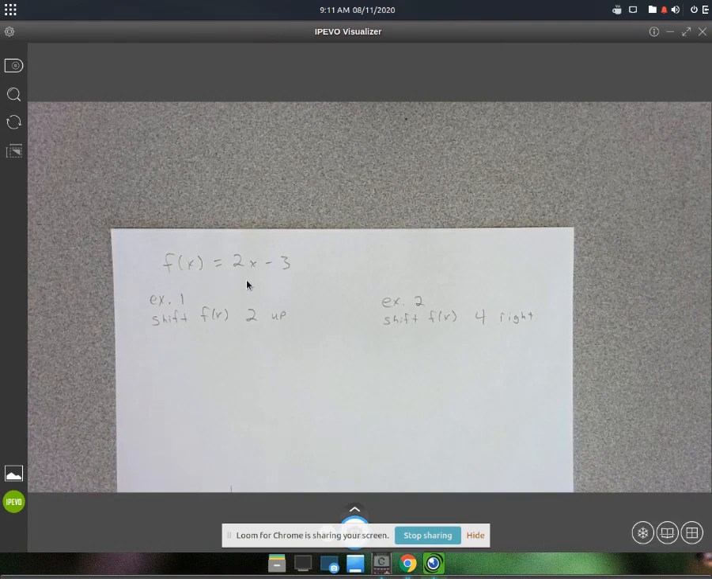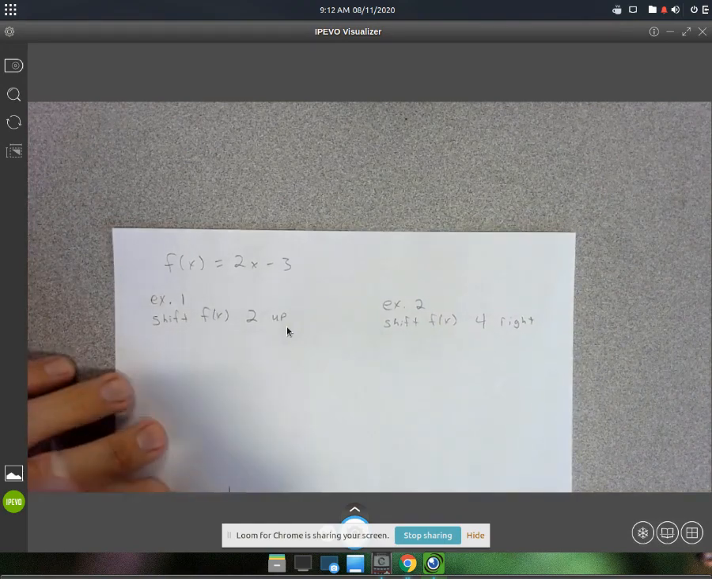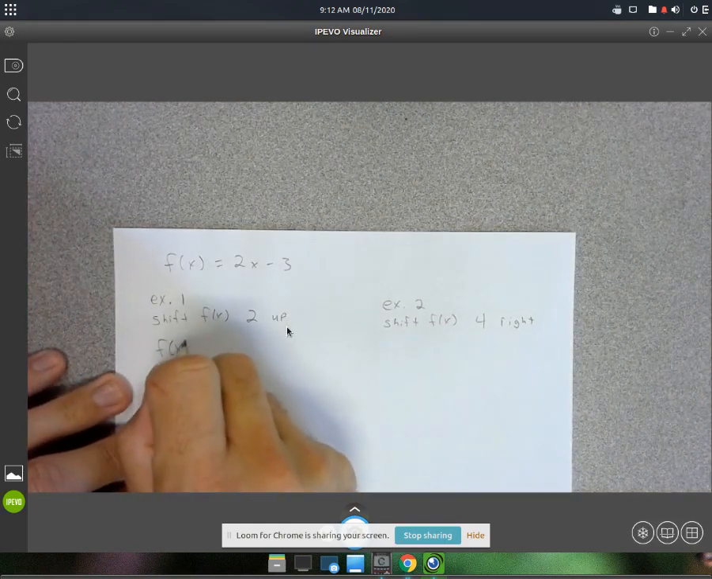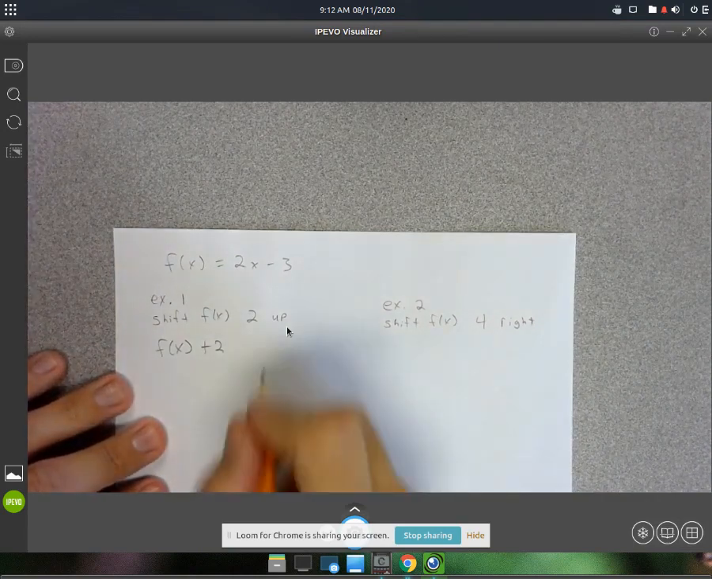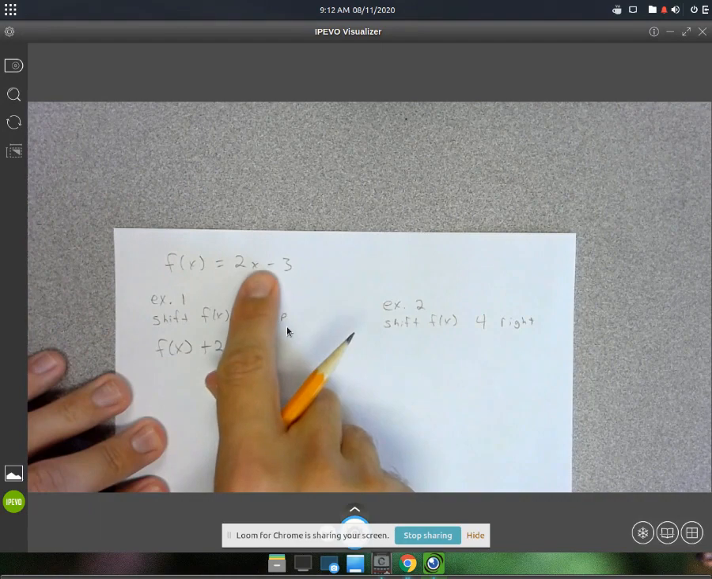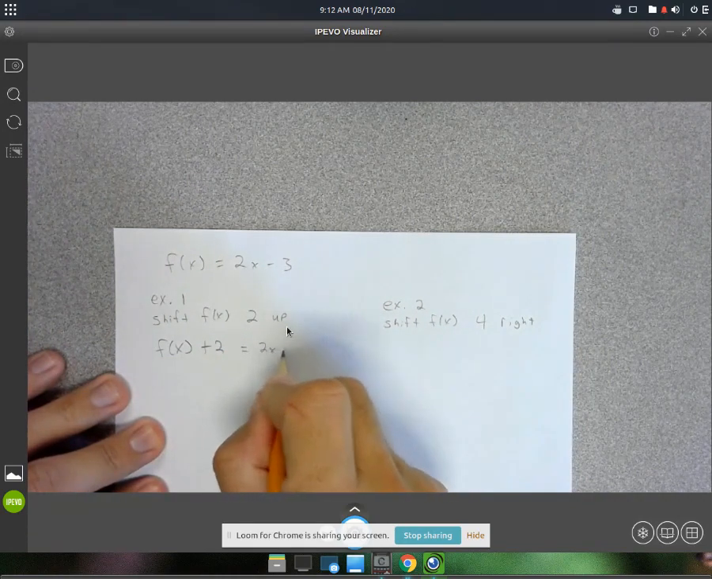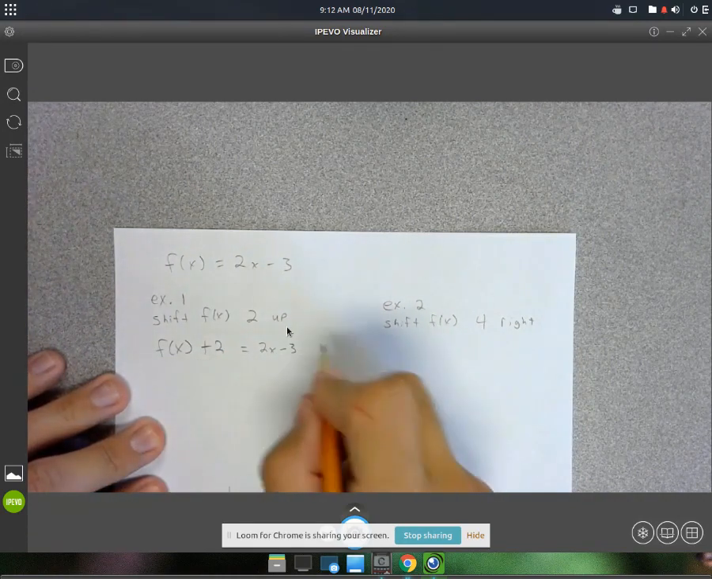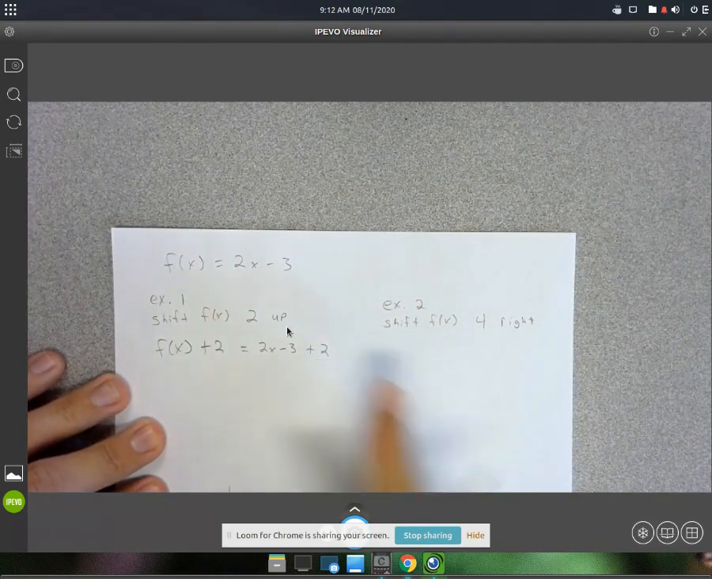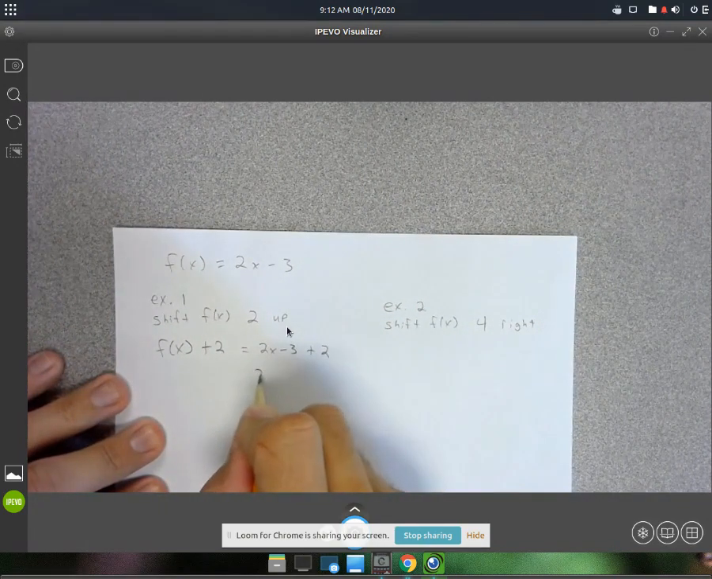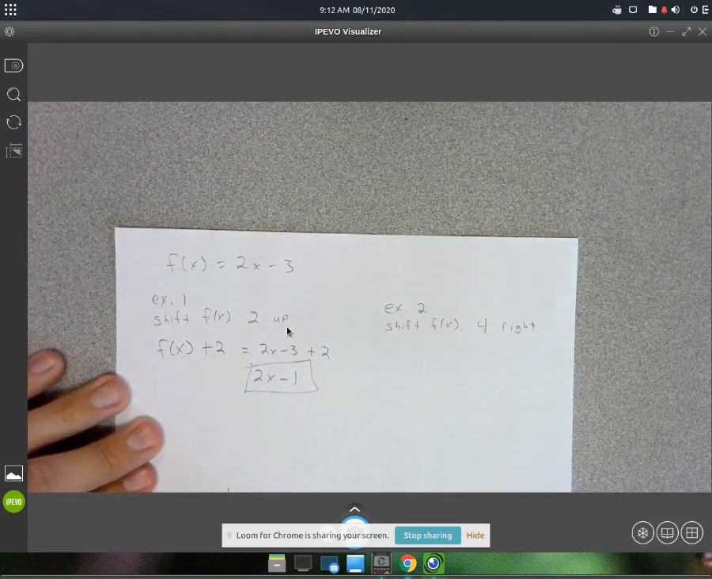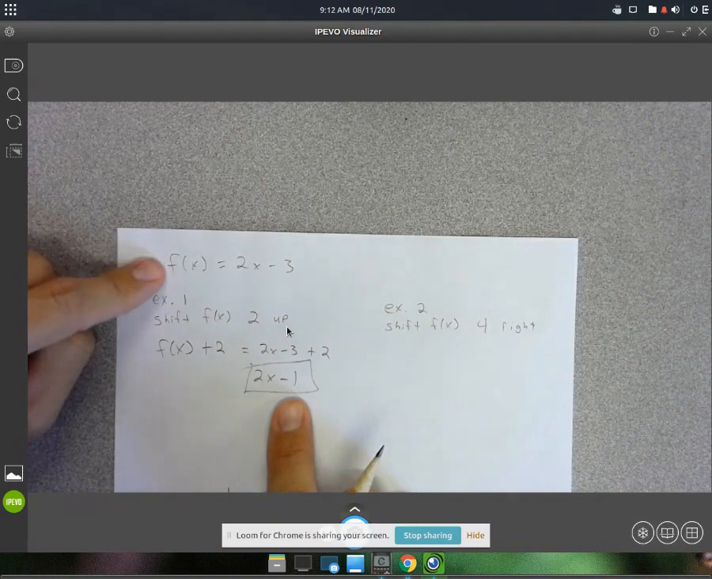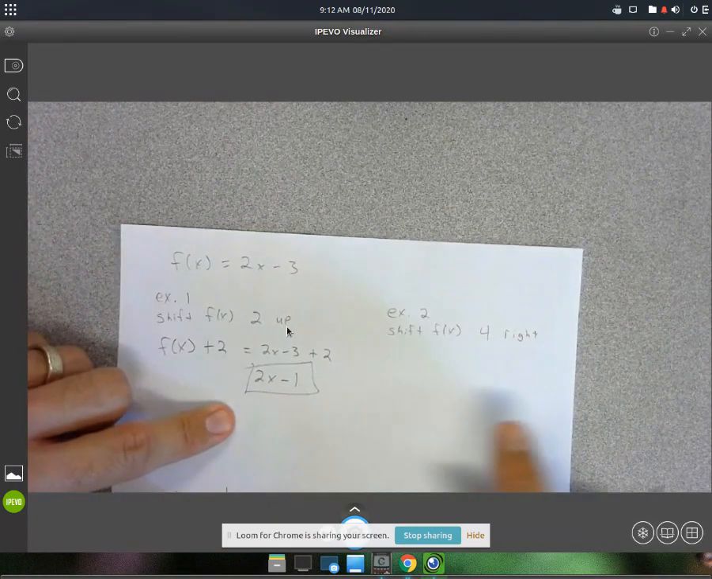We've got f of x equals 2x minus 3, and we're going to shift it 2 units up. So that's just going to be f of x plus 2. That's how you move something 2 units up. Now what that equals, well, this is f of x, so 2x minus 3, and then you have the plus 2. So now you just simplify. You'd have 2x minus 1, and that would be your answer. That shifts this f of x 2 units up, all right?